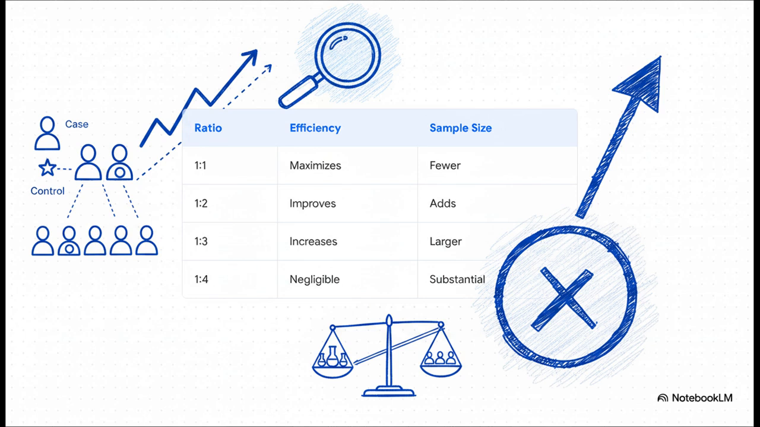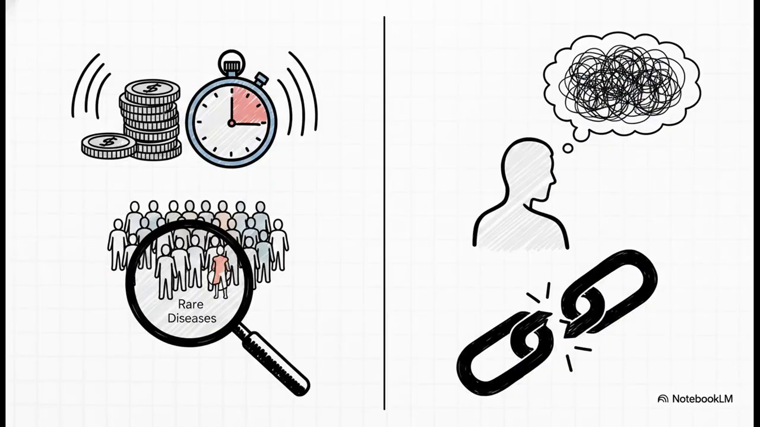But keep this in mind. A 1-to-4 ratio is really the maximum recommended. Beyond 4 controls per case, the statistical efficiency gains basically vanish. You're just making your study larger and more complicated for absolutely no added benefit. To quickly summarize the case-control trade-offs, on the plus side, they are relatively inexpensive.